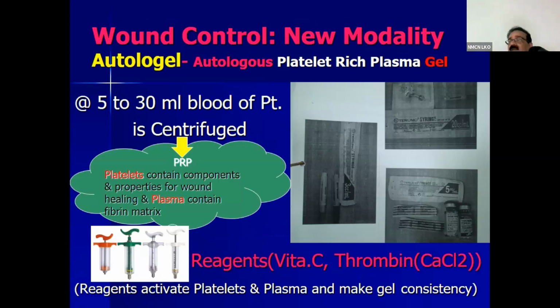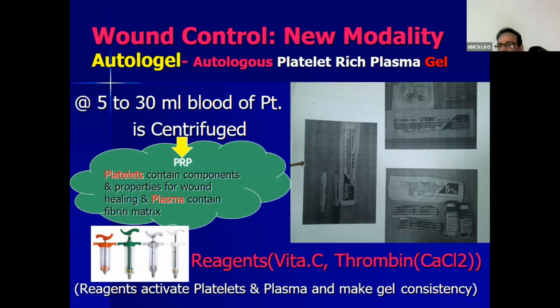Then comes platelet-rich plasma. You might know PRP gel application is being used in osteoarthritis, in the cornea, and in different other things also. But in wound care also, we have been using it. As we know, the platelets contain components and properties for wound healing, and plasma contains a fibrin matrix.